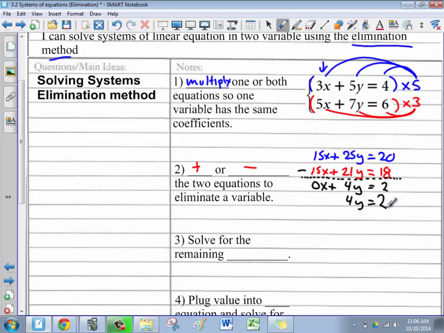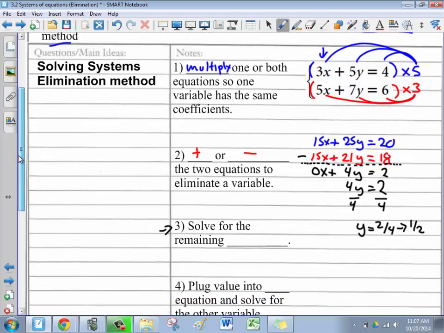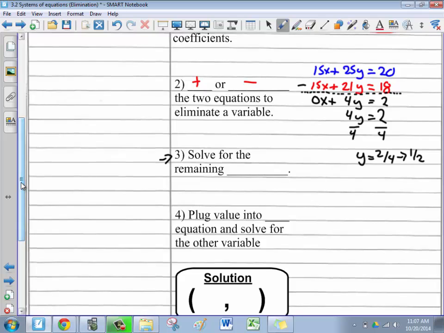So we just did the subtraction part. Step 3 is the solving part. Now we just solve for the remaining variable. So we've got to figure out what this y is. That's a pretty easy process. Let's just divide both sides by 4. And we get y is equal to 2 over 4. And we all know that that is 1/2. 2/4 of a pizza is the same as half of a pizza. So that's what our y is. Solve for the remaining variable. I'm sorry, I didn't put that in there initially.